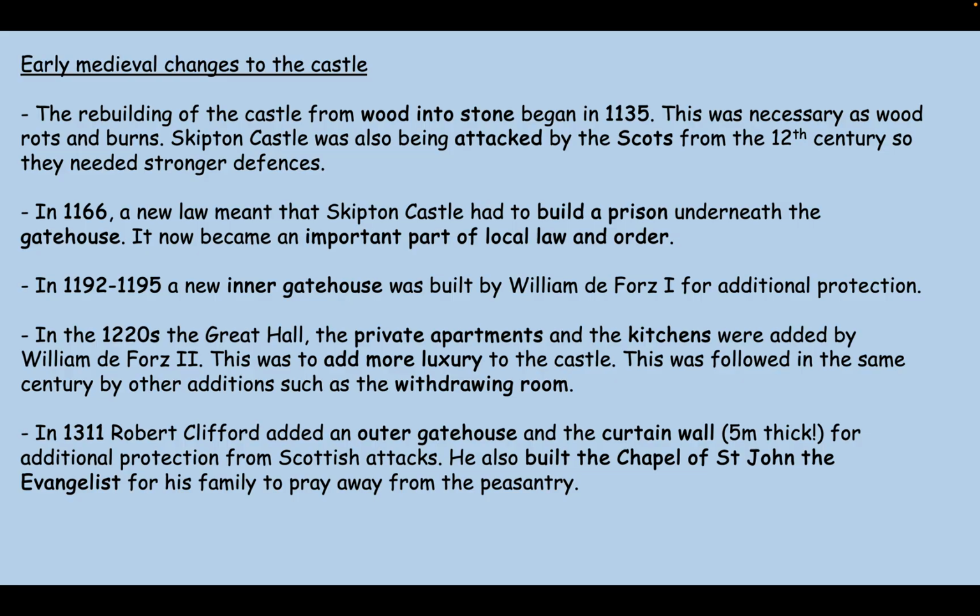He also builds the chapel of St John the Evangelist in the grounds of the castle. Robert Clifford doesn't want to pray with the peasants who work on his land. He wants his family to have a place of private prayer. So that tells us about life as well, that there's hierarchy and that there's a class divide, because Robert Clifford doesn't want to pray or have family services amongst the peasantry.